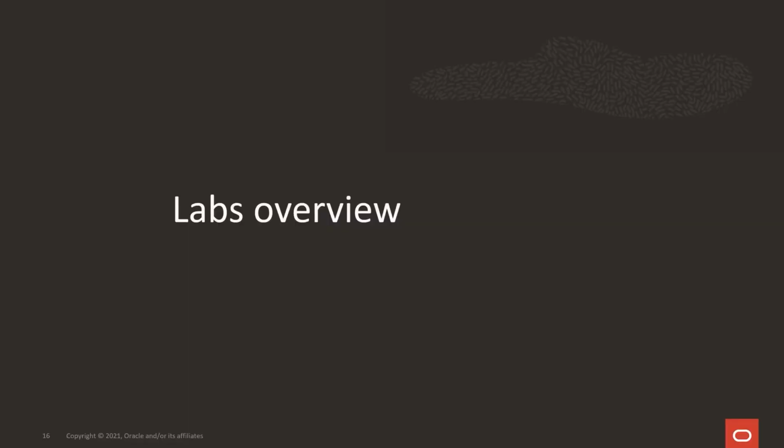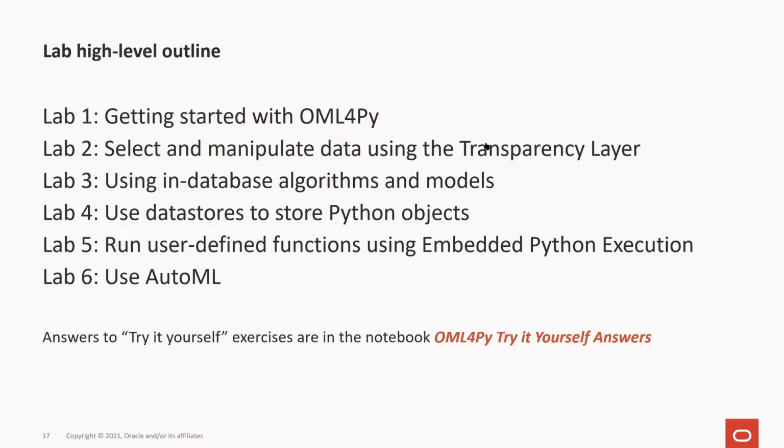Here's a quick summary of the 6 labs included in this session. The first lab is quite straightforward. It's just intended to get you started with the Python interpreter and OML for Pi in OML notebooks. The second lab focuses on selecting and manipulating data using the transparency layer. Here you'll use data frame proxy objects that map to database tables and views. The third lab focuses on using the in-database algorithms for model building and making predictions with the resulting models.